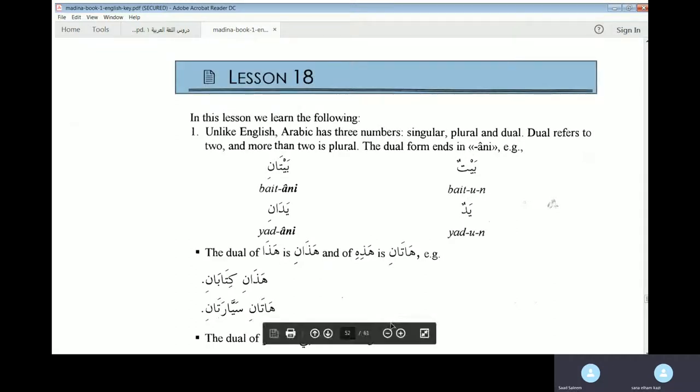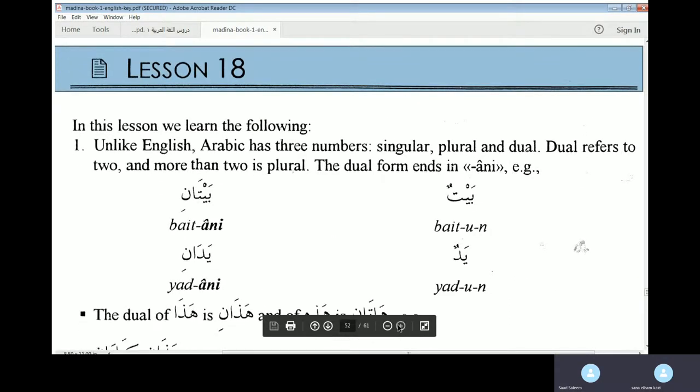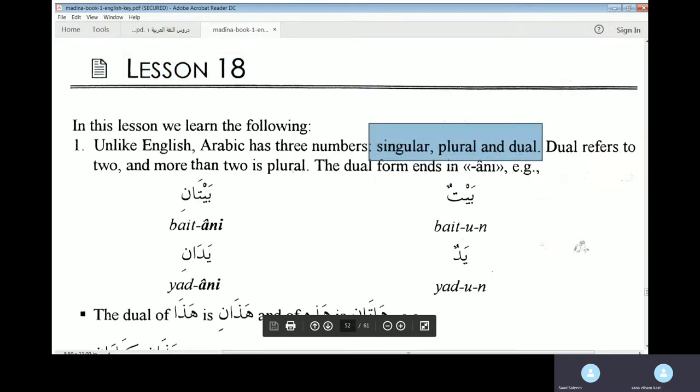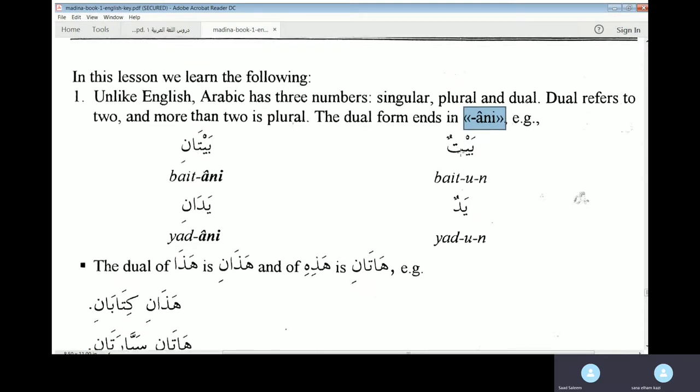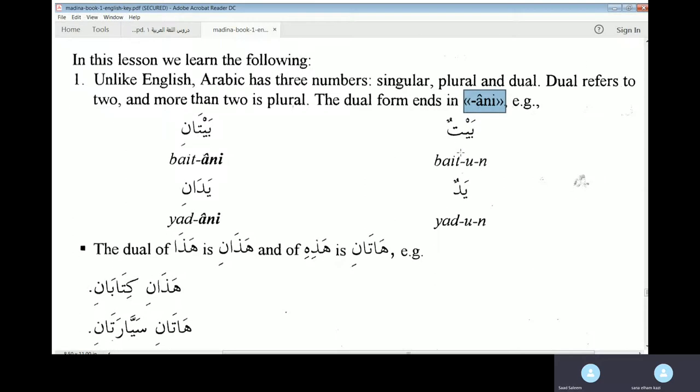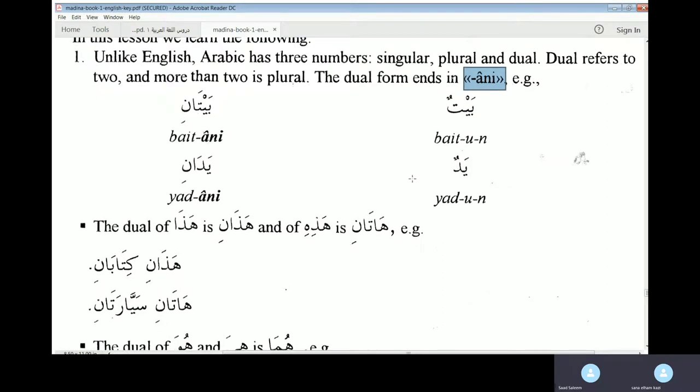In this lesson, we learn the following. Unlike English, Arabic has three numbers: singular, plural, and dual. Dual refers to two, and more than two is plural. The dual form ends in ani. For example, baytun, baytani, yadun, yadani. Baytun is a house. Baytani is two houses. Yadun is a hand. Yadani is two hands.